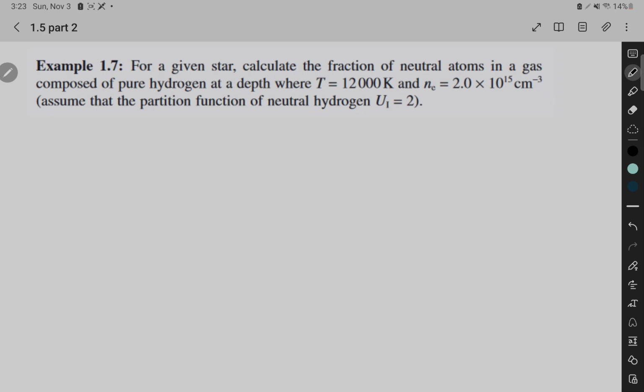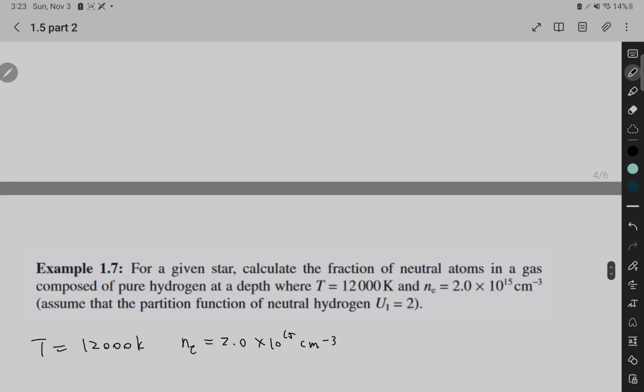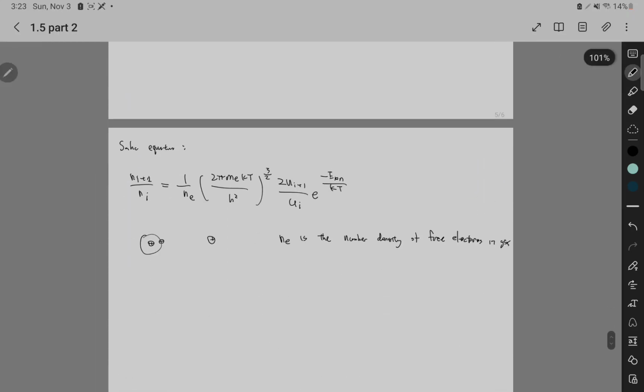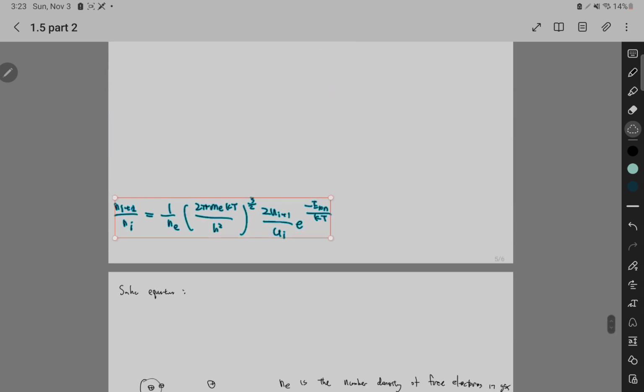So what are we given? Well, we're given T is equal to 12,000 Kelvin, and the number density is equal to 2.0 times 10 to the power of 15. How do we solve this? Well, let's first write down the Saha equation. Let's just copy it over here. I'm just going to quickly grab this and bring it up.